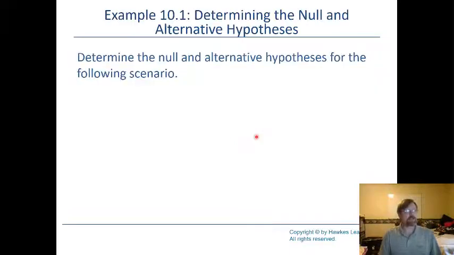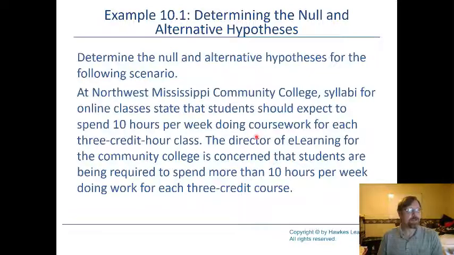All right, so here's the first example. It's probably the easiest way to see the difference between the null and alternative hypothesis is through the example. So at a community college, the syllabi for an online class states that students should expect to spend 10 hours per week doing homework for each 3-credit hour class. The director of e-learning thinks that they might be spending more than that, and he wants to know.